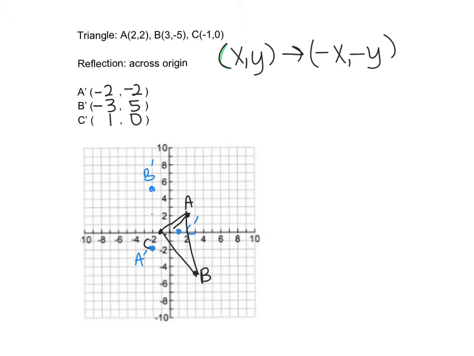So when I connect my vertices for my original and my new image, this time the reflection isn't a line, it's about the origin, this point. So each of our new points is the same distance. It's been flipped across, if you will, kind of think of it as a flip. It's been flipped across that point 0, 0, so it's kind of crossed it. Some of those are diagonal, some of them are horizontal. It just depends on where the point was originally.